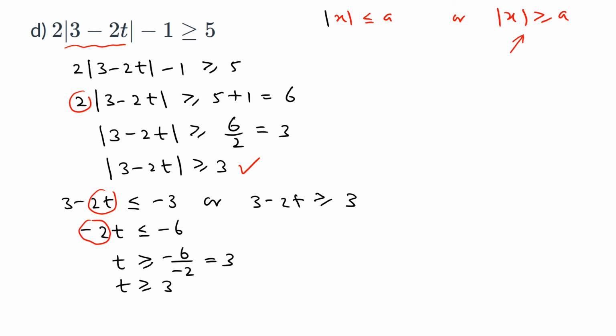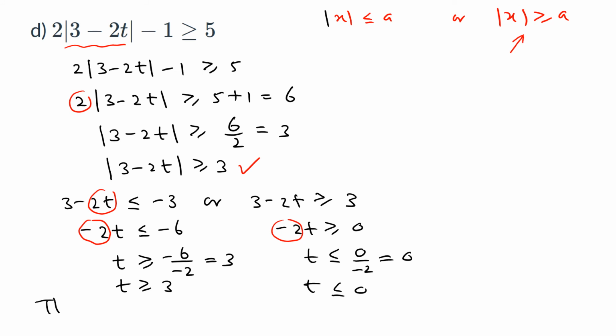The other side, you subtract 3, so negative 2t ≥ 0. Again, we divide by negative 2, which is a negative number, so it's going to switch the sign. 0 over negative 2 is still 0. So it says t ≤ 0. Good. That's going to give you the solution.